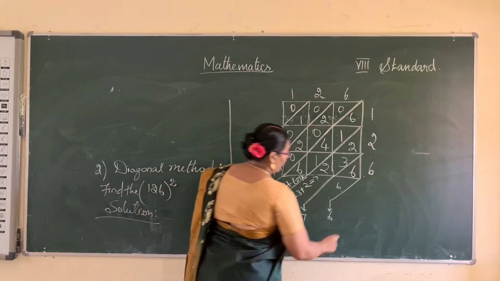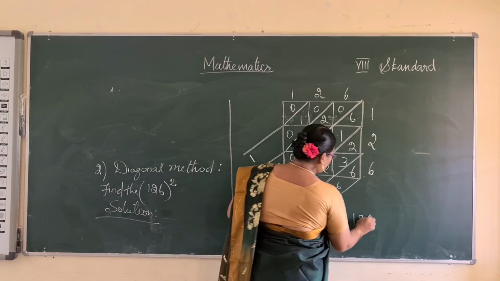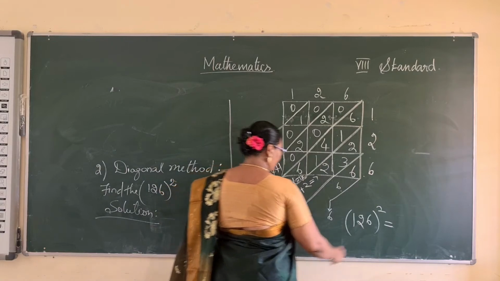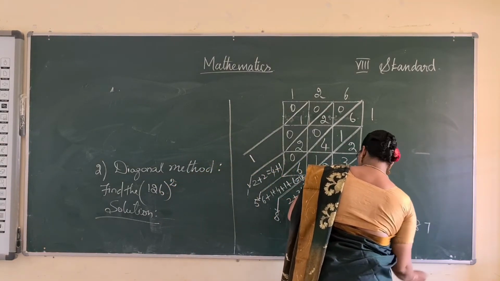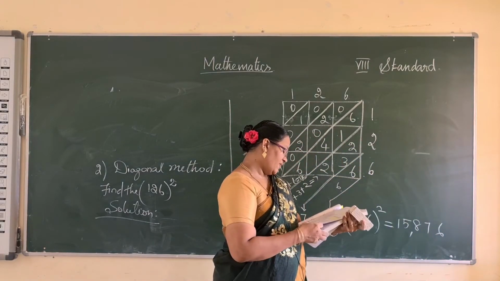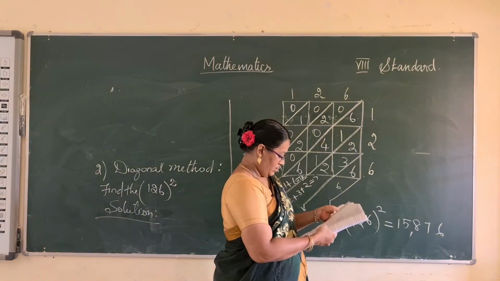Now write the answer for 126. The whole squared is equal to, what is the value? 15,876. Okay.